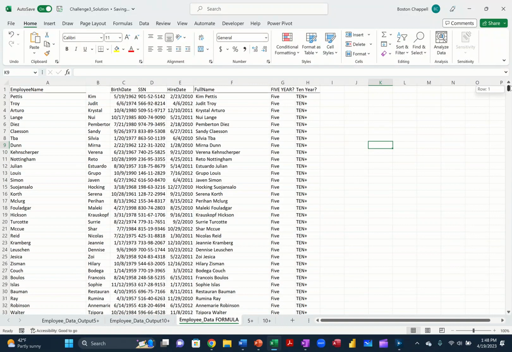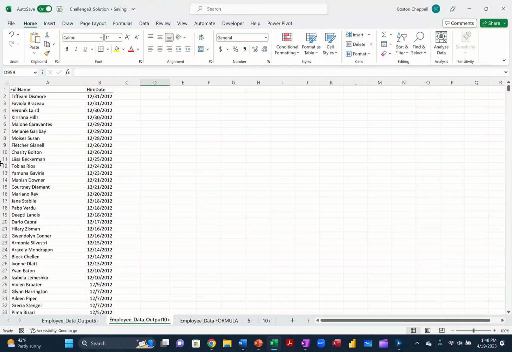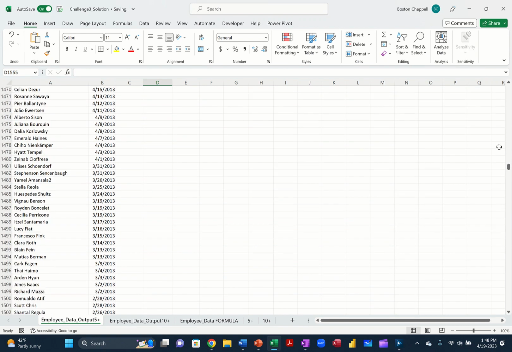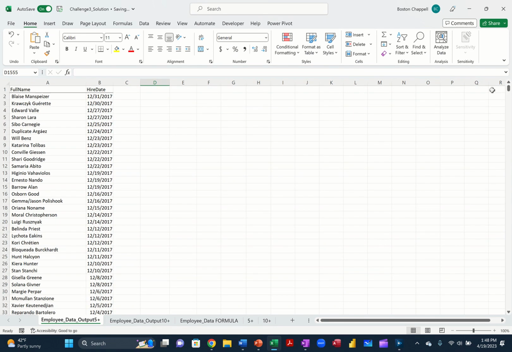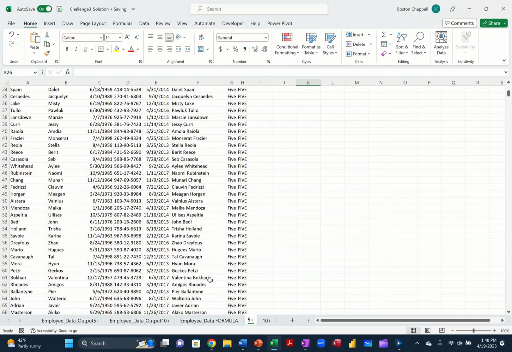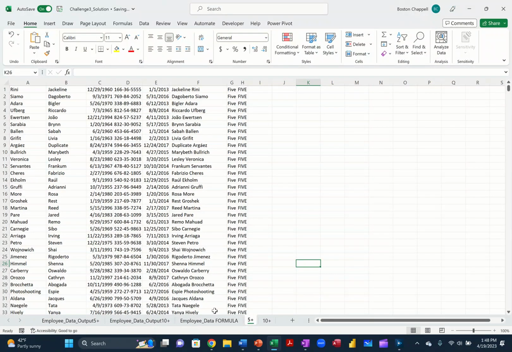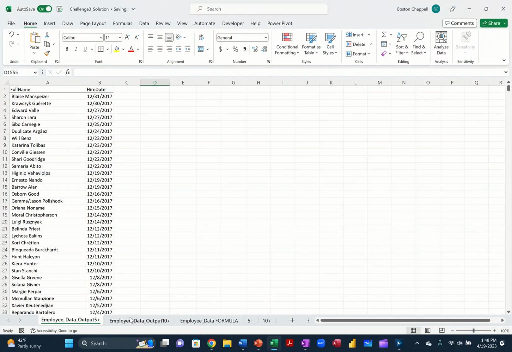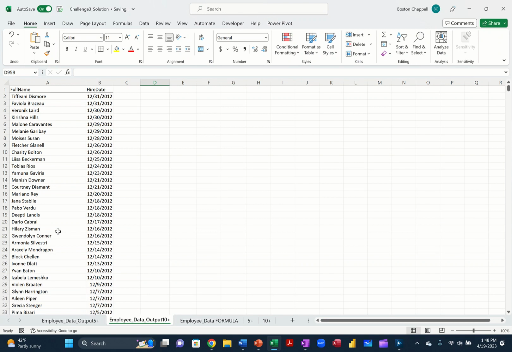So then I kind of just copied all the data of the 5 and 10 columns to here. And then I got full name, hire date, and this is the list of employees. And then same with this 5 plus. I took everyone here that had the 5 and 5 in both columns and put them here. So these are the employees with the 5 to 9 incentive, and these are the employees with the 10 plus.